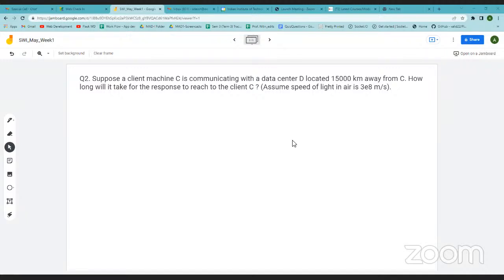So I just wanted to clear one doubt. The speed of light in air is not 3 into 10 raised to power 8. The speed of light in air is less than 3 into 10 raised to power 8, because the speed of light in vacuum is 3 into 10 raised to power 8. But for our calculation, we will consider what is given. Otherwise, it will be something like 2.9999, and we don't want to complicate our calculations.